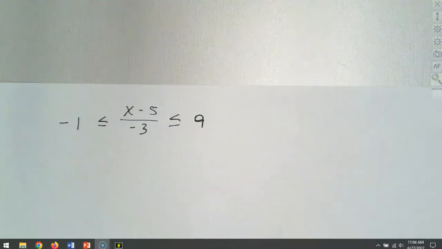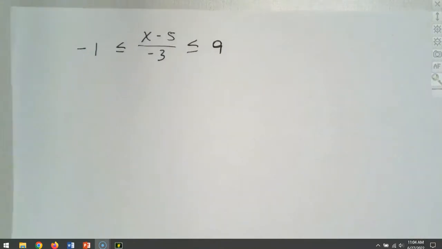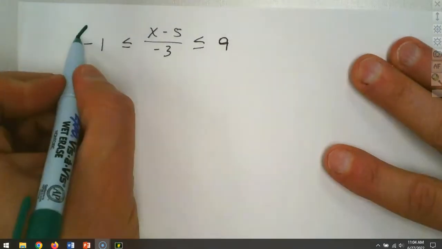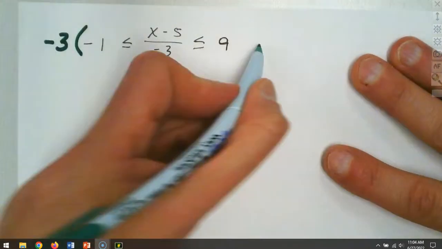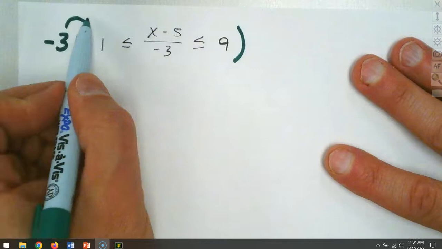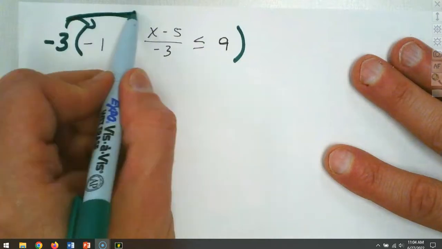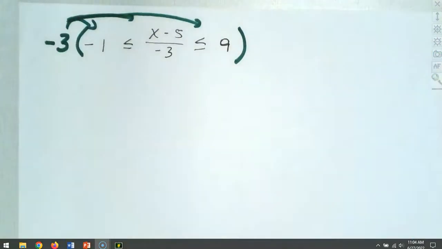What we're going to do is clear out that fraction. Now, we're going to have to multiply by a negative. And whenever you multiply or divide by a negative in an inequality, that changes the signs of the inequality symbol. It's going to flip them. So negative 3 times negative 1.